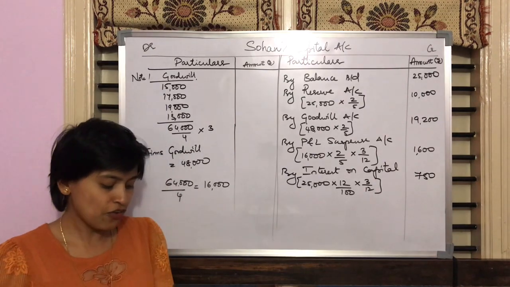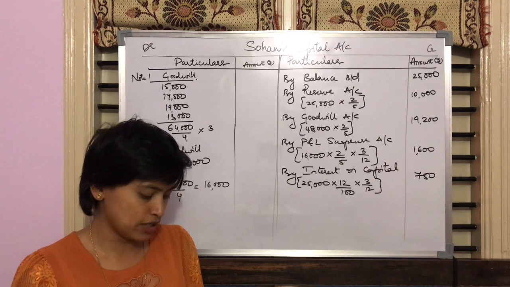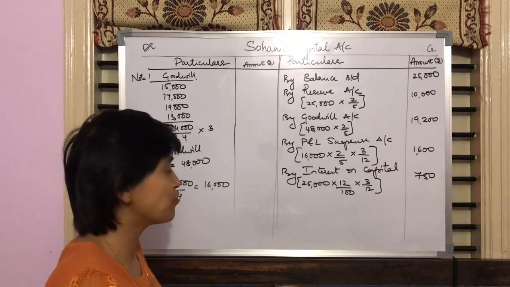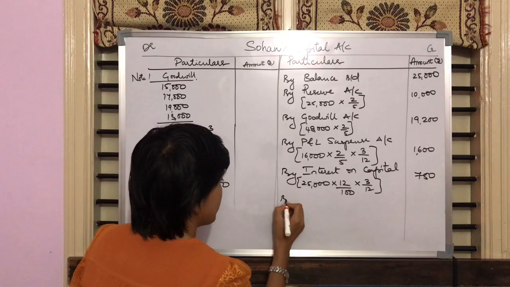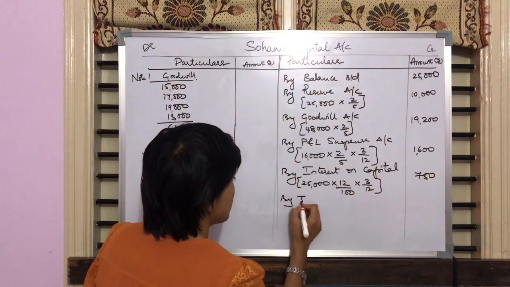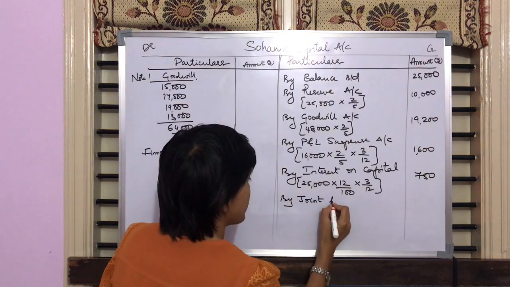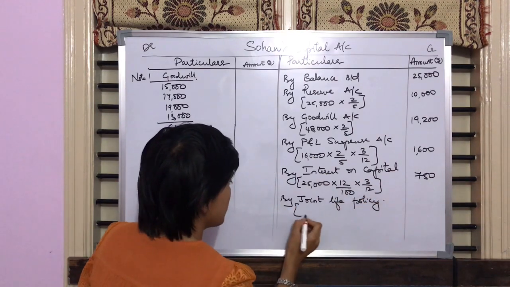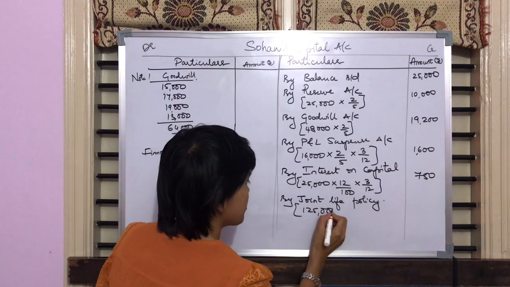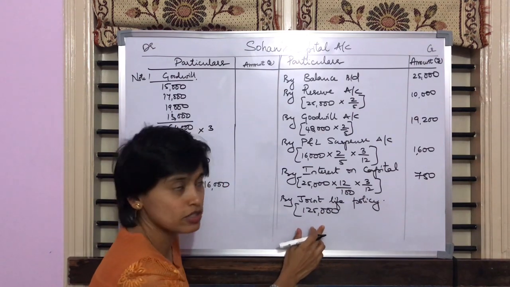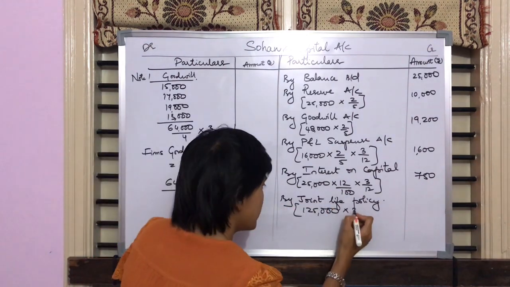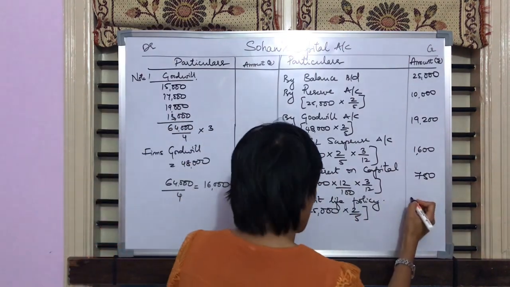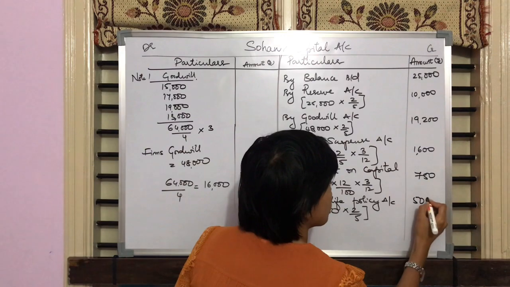Finally, the firm had taken a joint life policy for rupees 1,25,000. So again write it on the credit side as by joint life policy, amount is 1,25,000. So this is the firm's policy. What is Sohan's share? It is 2 divided by 5. So the amount is going to be rupees 50,000.